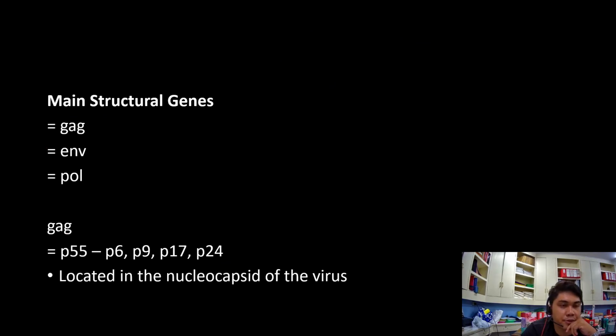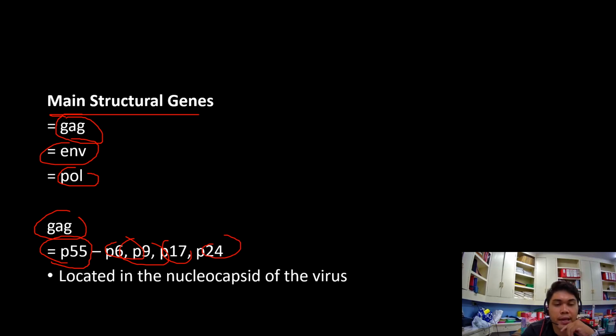Next, you have the main structural genes in HIV. First is the GAG, the ENV, and POL. GAG codes for the production of P55, which will further cleave into P6, P9, P17, and P24. These proteins are located in the nucleocapsid of the virus. So this is the gene, and these are the proteins being coded by the gene.